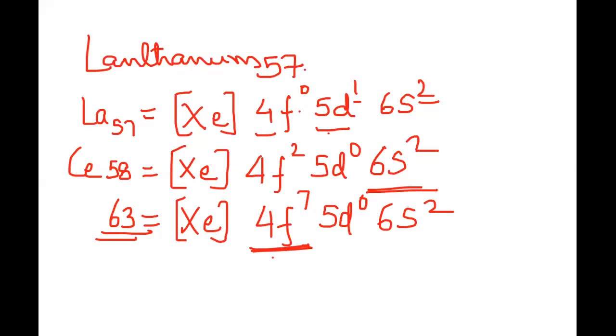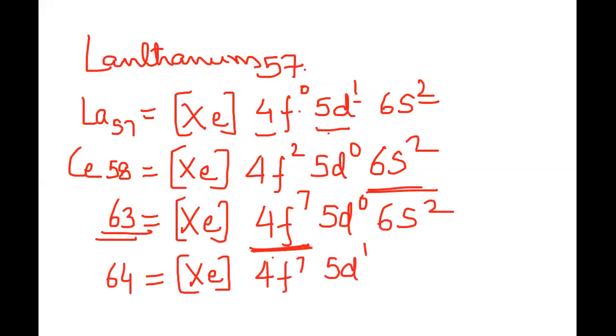So what happens is, with the 64th element, with atomic number 64 and the 64th electron entering, the electronic configuration now becomes xenon 4f7, then 5d1, and the 6s2 remains as it is. So you see in this case what has happened: the half-filled stability of the 4f7 has not been disturbed.